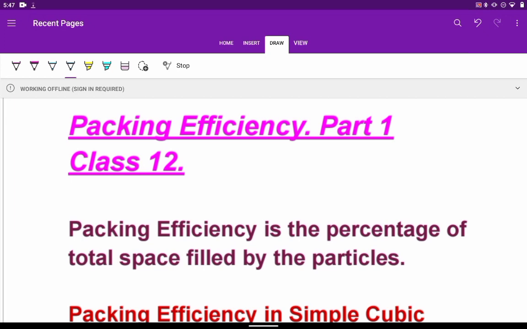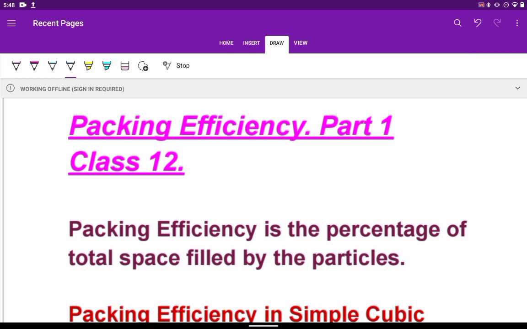Today we will deal with the topic packing efficiency. Now we have studied about crystal lattice and we know that crystal lattice is made up of a large number of unit cells and every lattice point is occupied by one constituent particle. And we also know that there are some void spaces in the unit cell, whatever may be the type of packing. So in order to understand that, we need to see packing efficiency.